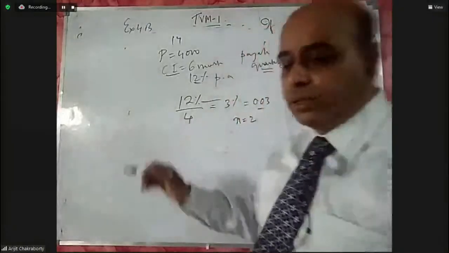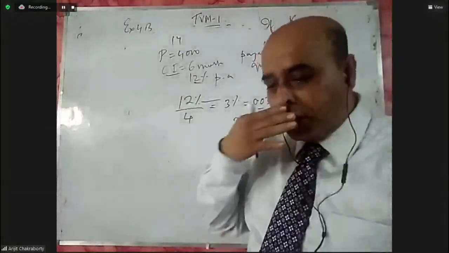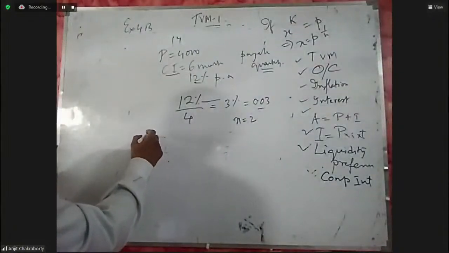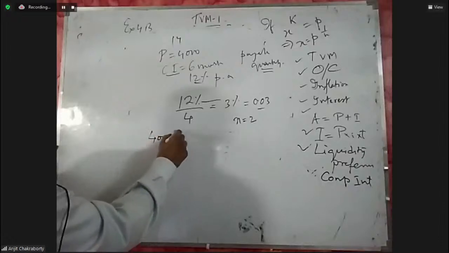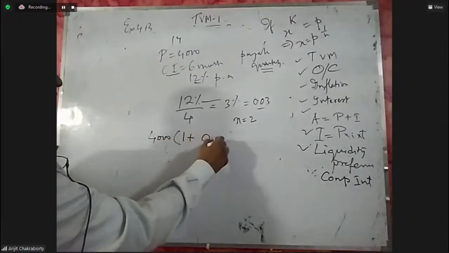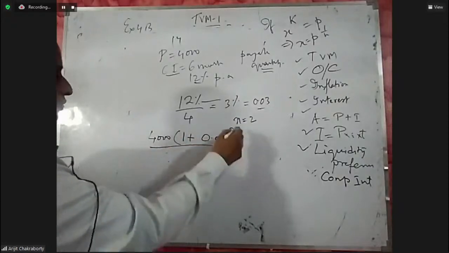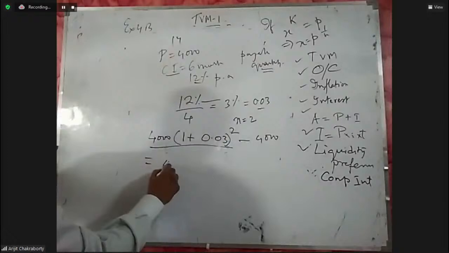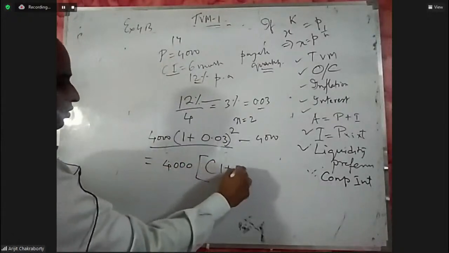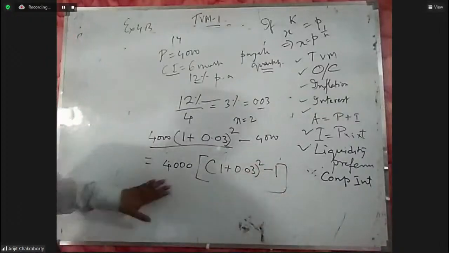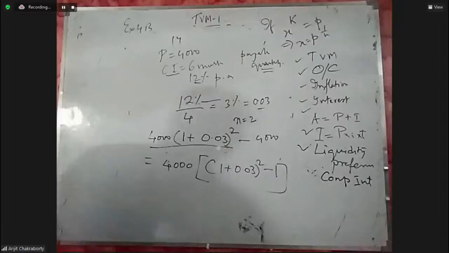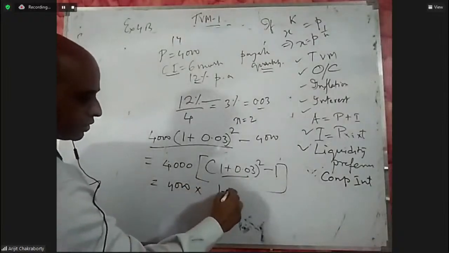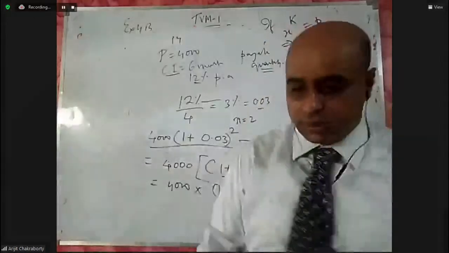Therefore, the formula to be used is, this is the compound interest. Let us write the principal first: 4,000 into 1 plus 0.03 to the power 2. This will give the amount, minus 4,000, because 4,000 is the principal. If you take 4,000 common from both the expressions, you are getting 4,000 into 1 plus 0.03 squared minus 1. This means 4,000 into 1.03 squared. So let me just work it out and see what it gives us.